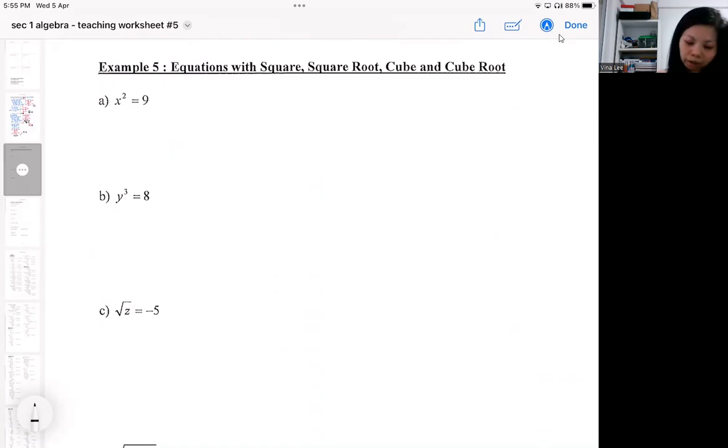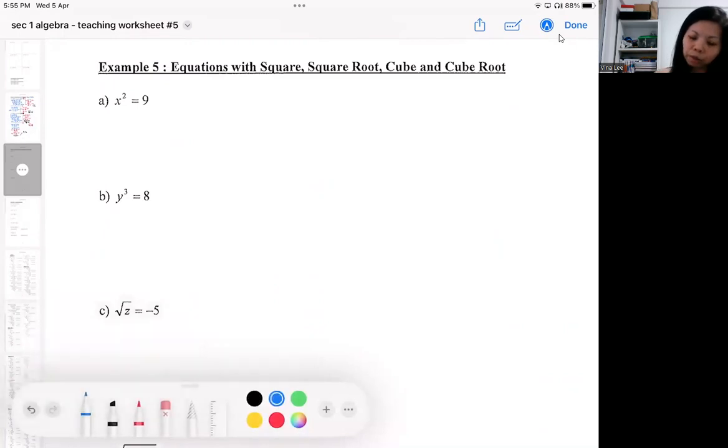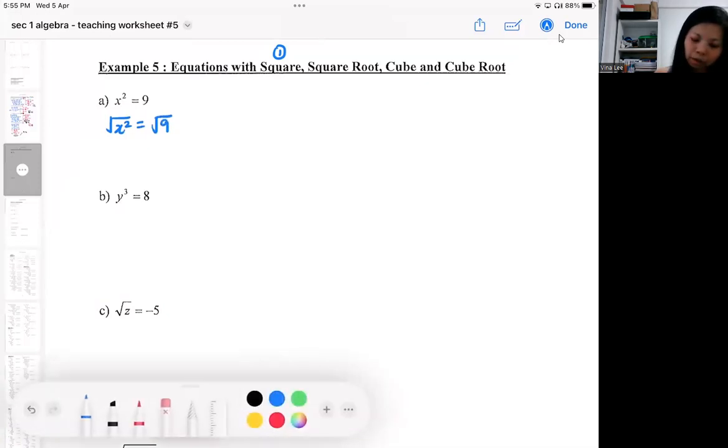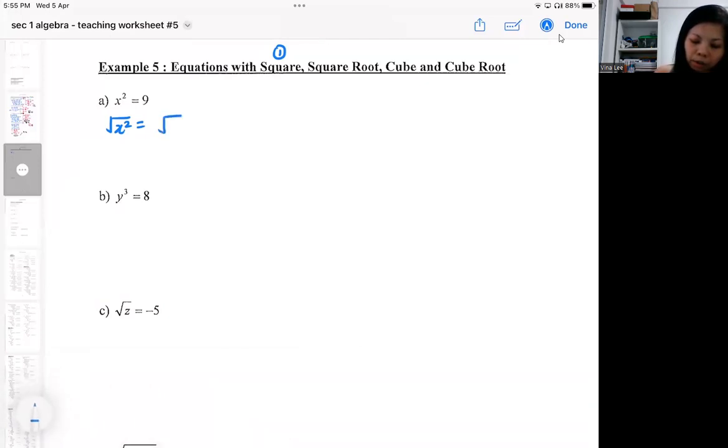The first one is when you see a question with a square, like x squared equal to 9. When you see x squared equal to 9, the method is to square root both sides. Okay, but there's actually something that you will need to know. When we square root, there are two possible answers. There is a plus minus.